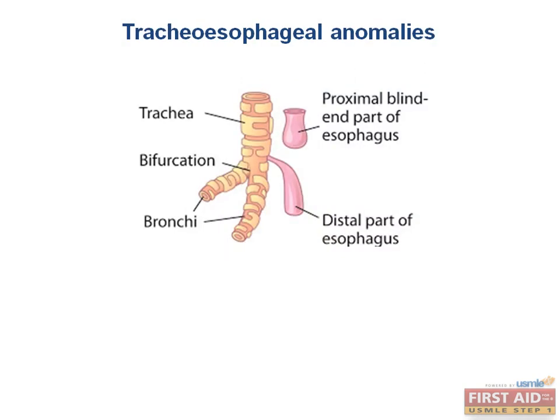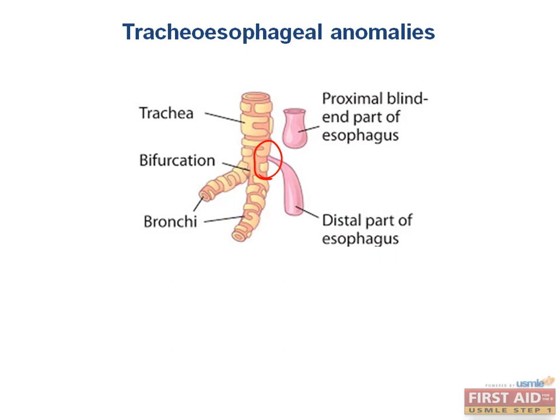Next, let's go over tracheoesophageal fistula. A tracheoesophageal fistula is exactly as it sounds like, an abnormal connection between the esophagus and the trachea. There are many different permutations of this. First, there is the most common subtype, a blind upper esophagus and a lower esophagus that is connected to the trachea, which you can see here.